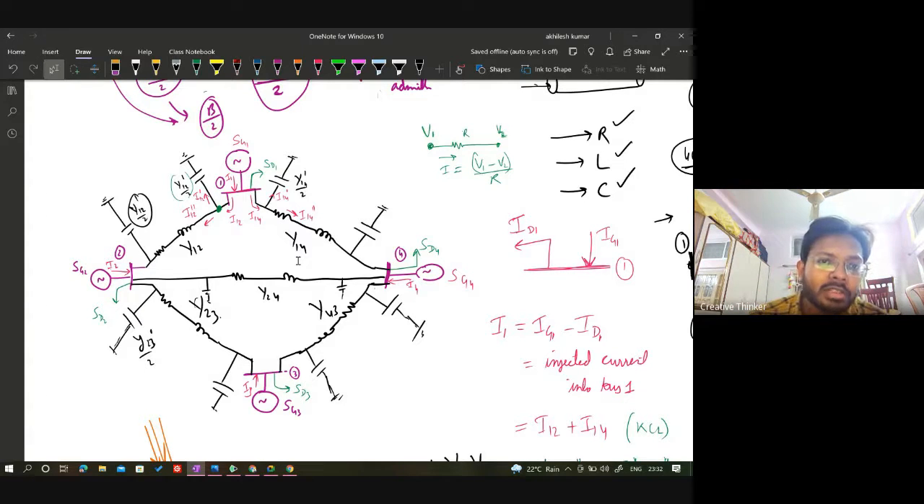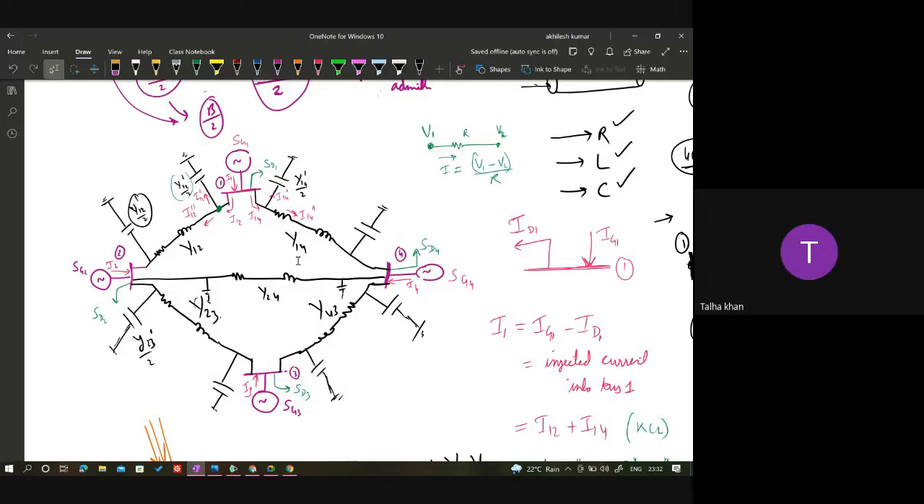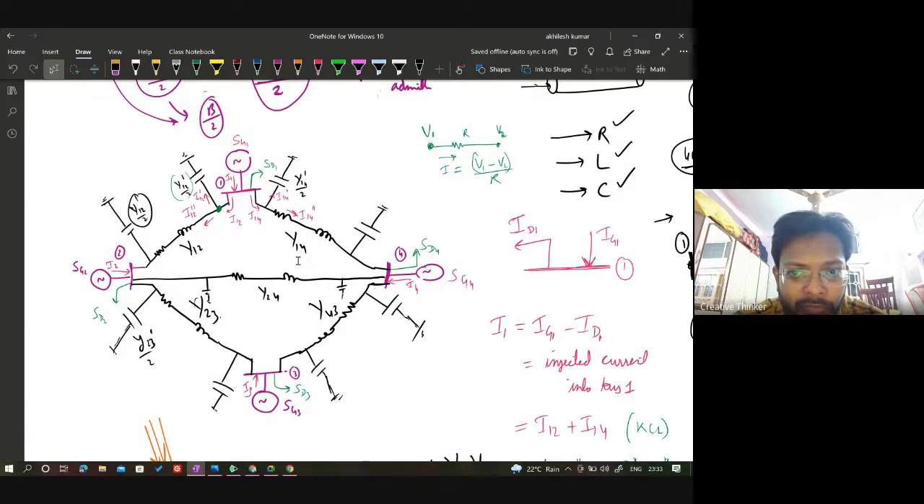On each bus, both generator as well as load is present. Now each bus is connected to each other by a transmission line. Like bus number 1 and 4 is connected by Y14, bus number 1 and 2 is connected by Y12, like that, it is interconnected. So when we are connecting some generators and loads, the power will flow according to the physics.